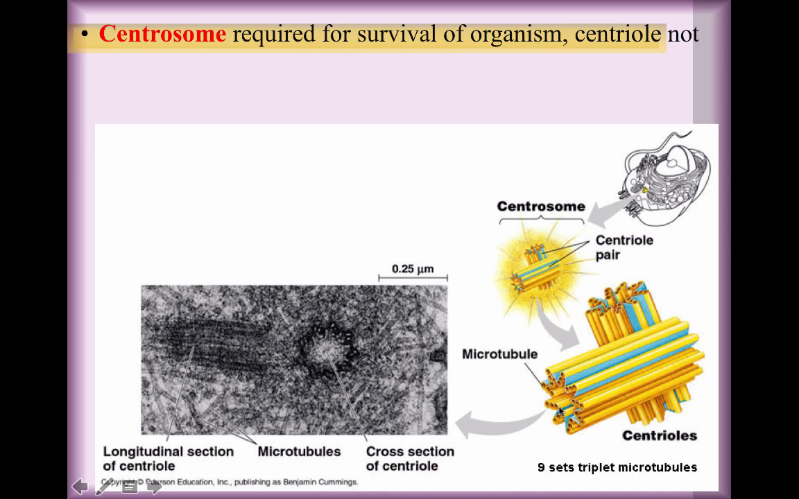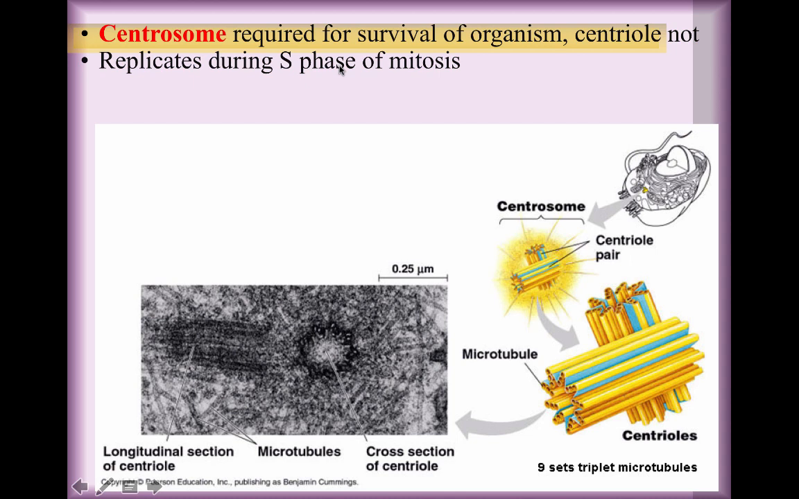The interesting thing is that the centrosome is required for the survival of the cell, but the centriole is not. They actually have techniques where they can go in and pluck out the centriole, leaving behind the centrosome, and the cell will survive. However, if they remove the centrosome, the cell won't survive, it dies. The centrosome and the centrioles are very important, and they replicate during the S phase of mitosis.